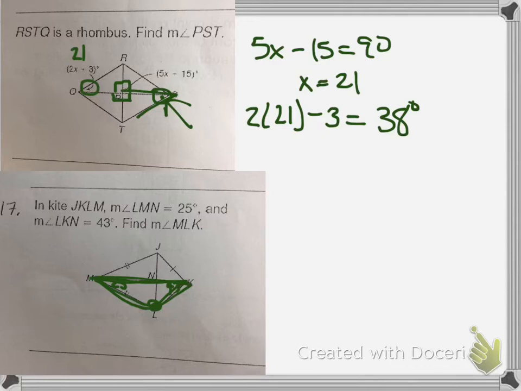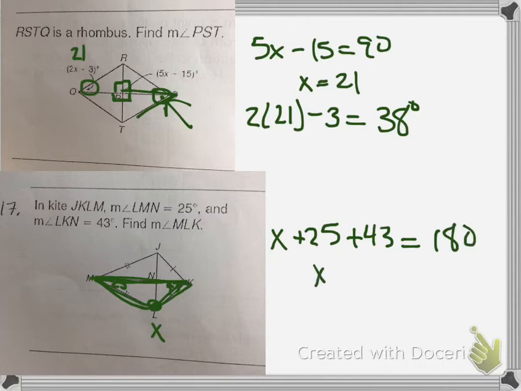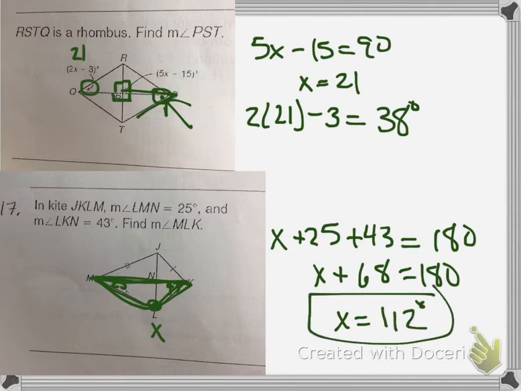So this one, let's say this is x. x plus 25 plus 43 equals 180, because every triangle adds up to 180. These are things we should remember from last semester. So x plus 68 is equal to 180. If you subtract, you should get 112 degrees. And there you go. Keep in mind that these would be bisected, so if they ask for this one right here, you would have to divide by 2, and so on and so forth.